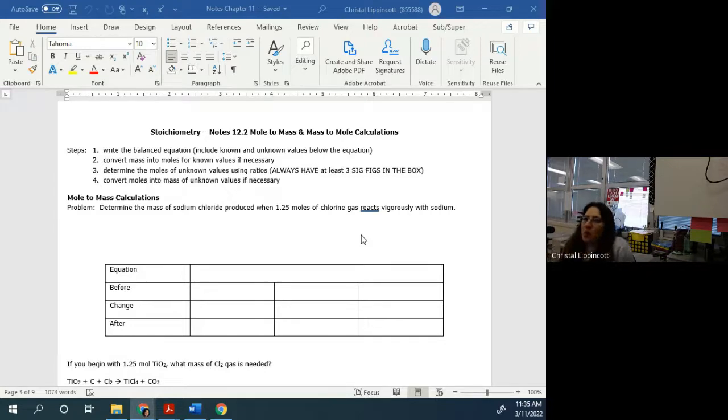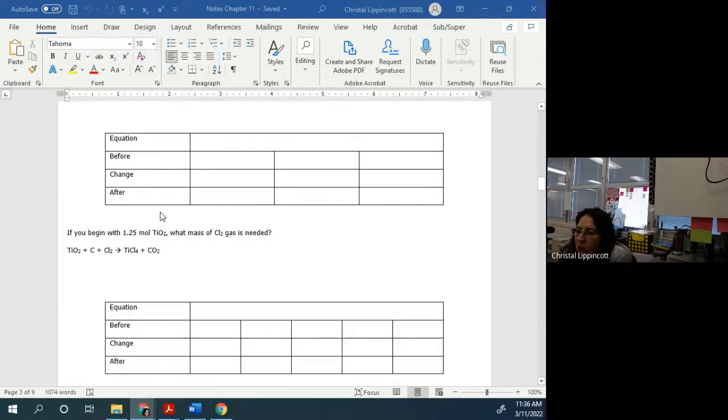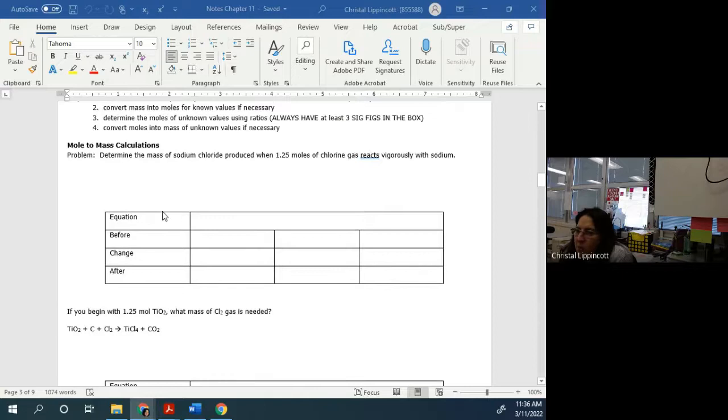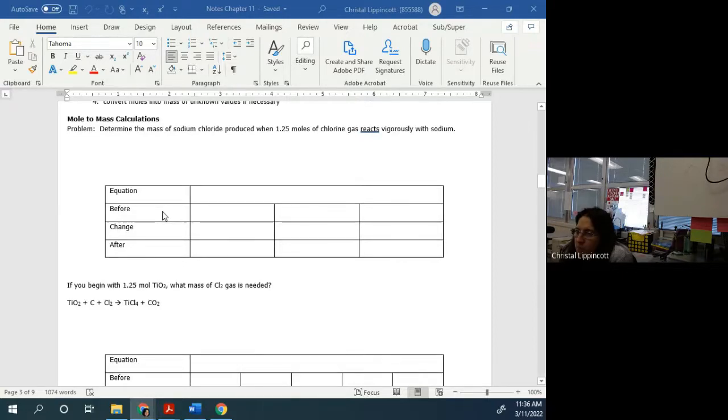Okay, here we go. So we're going to look today at the mole to mass and mass to mole calculations. Last time we were starting at moles, we were ending in moles. Today we're going to start in moles and end in mass, or some of your homework problems are going to start at mass and end in moles. Okay?